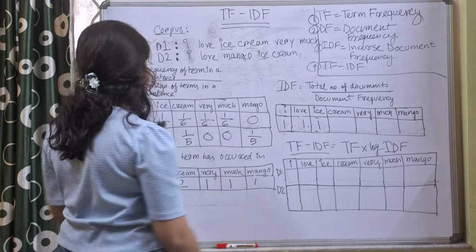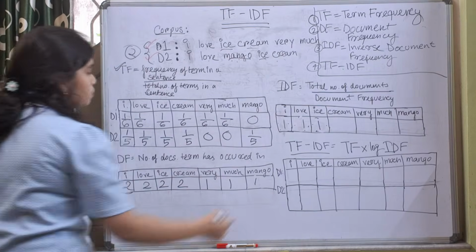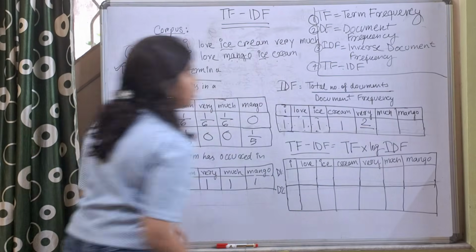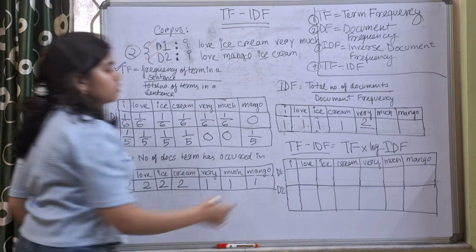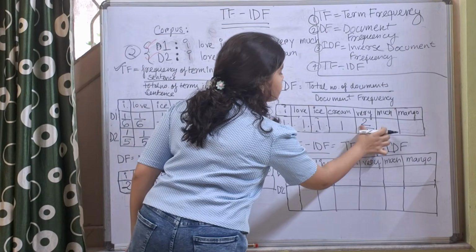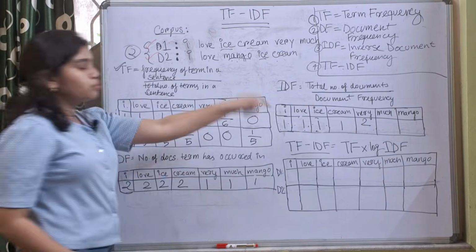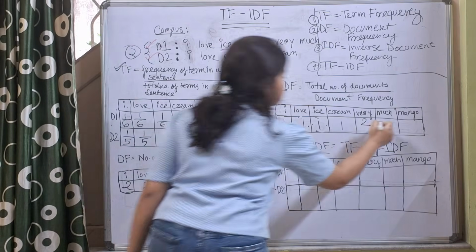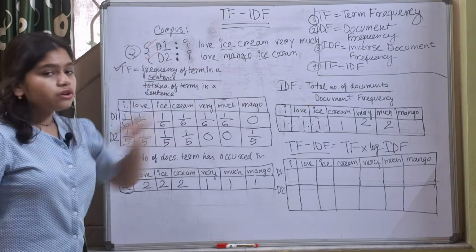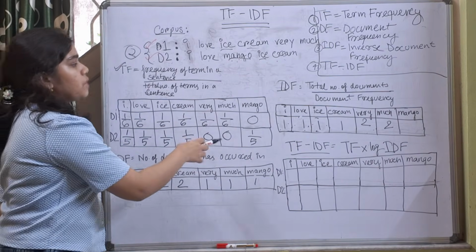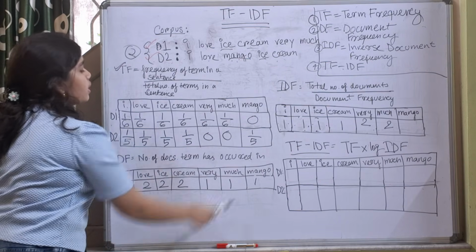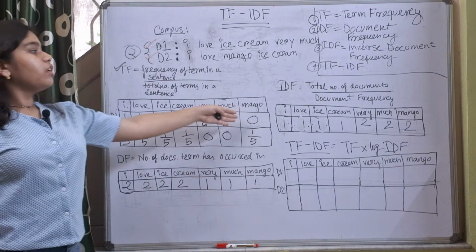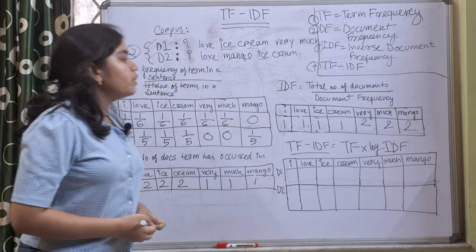Then for cream also it will be 2 by 2, so 1. For very it will be 2 by the document frequency of very, 1. So 2 by 1, which is 2. Then we have much. It will be 2 by 1 again, so it will be 2. And for mango, the IDF will be 2 by 1, which is again 2. So here we have got the IDF for all of our words.